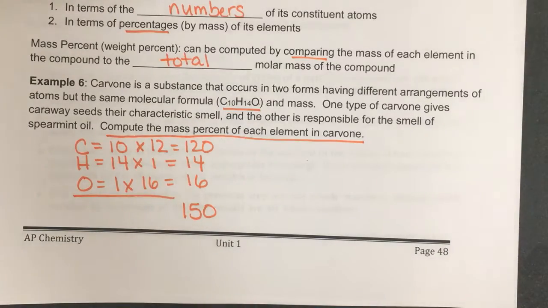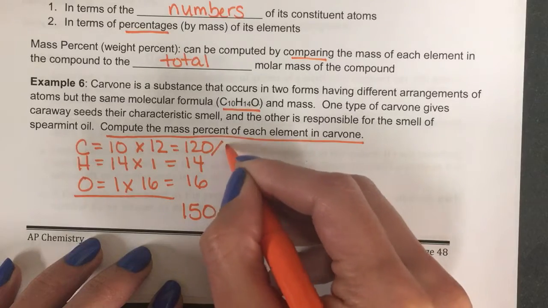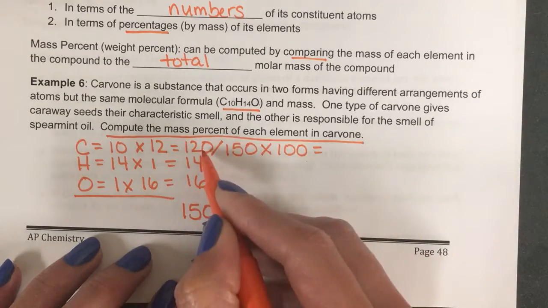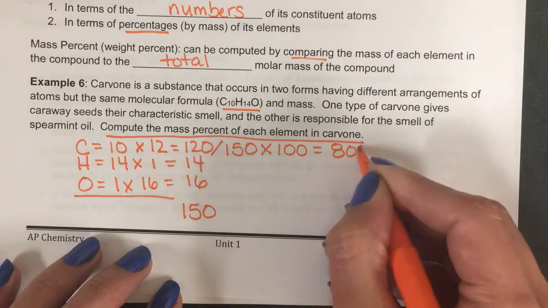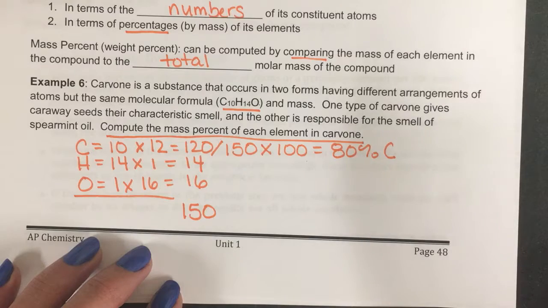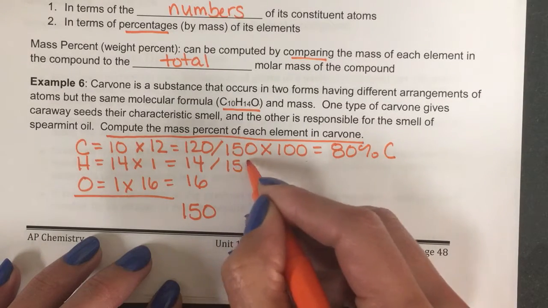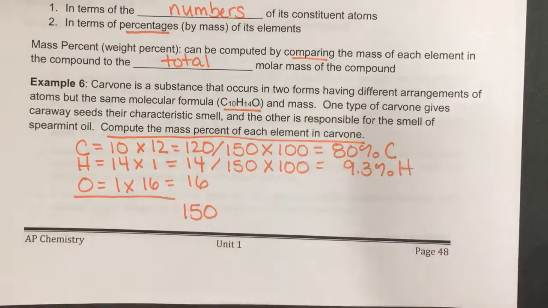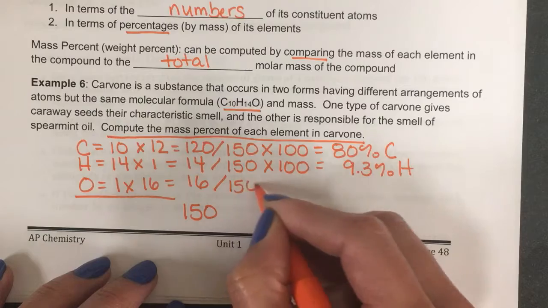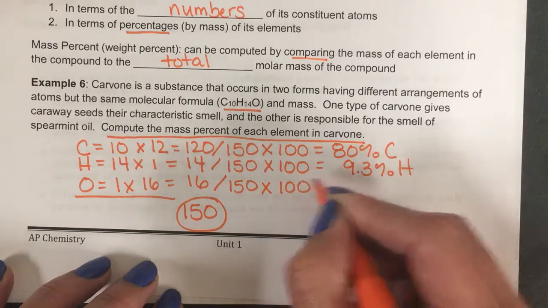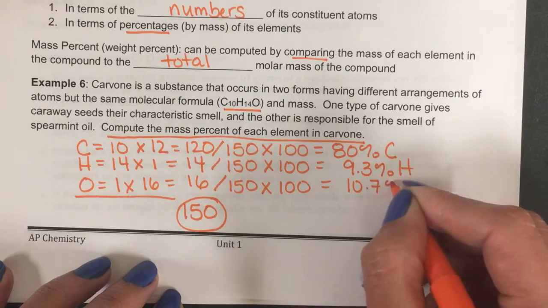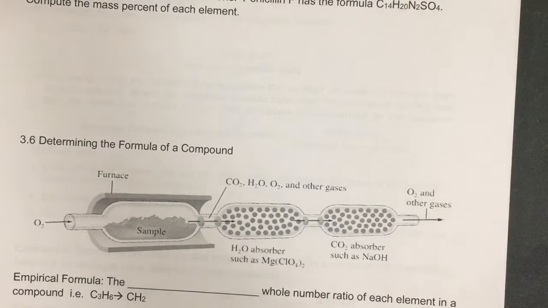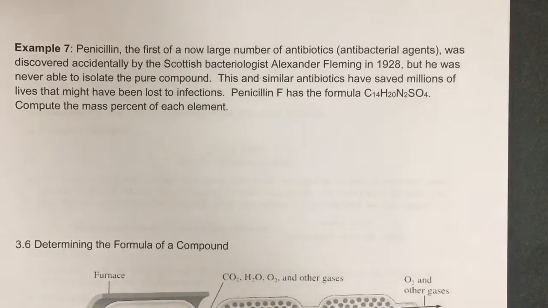I want to find the percentage of each element. So all I do is take the amount of each element, divide by the total, and because it's a percent, times 100. So 120 divided by 150 times 100, I get 80% carbon by mass in that compound. 14 divided by 150 times 100, I get 9.3% hydrogen by mass in that compound. 16 divided by 150, because remember that's my total, times 100 equals 10.7% oxygen by mass. So all we're doing is finding out how much of each we have compared to the total.